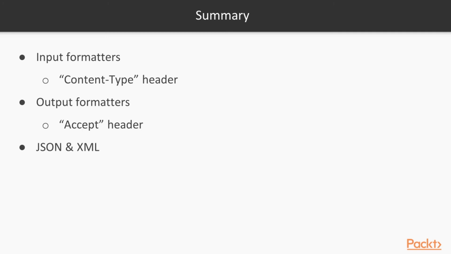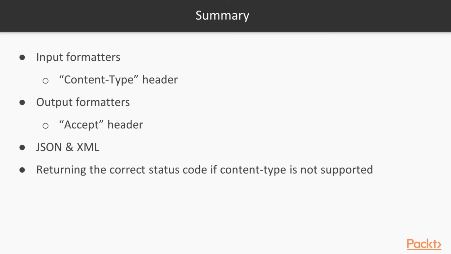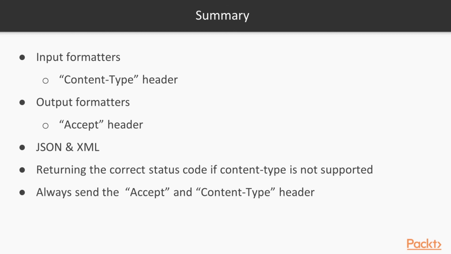In our API, we are supporting JSON and XML, where JSON is the more common format nowadays. If you have an internal API, maybe you only need JSON, but if you have a public API, maybe it's a better idea to support XML as well. We also saw how we can return the correct status code if the content type is not supported. Last but not least, always keep in mind to send the accept and the content type header with each request, so that the API knows how to deal with the request you are sending.